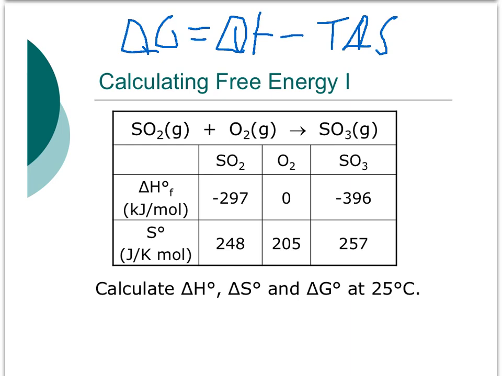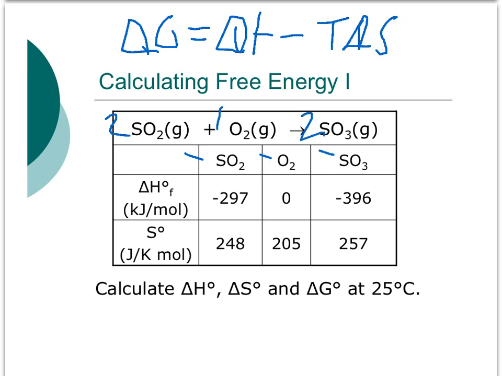Now, in this problem here, I've given you the values you would find in the back of the book for the enthalpies of formation for our reactants and our product, and I've given you the standard entropies for those reactants and products. Now, before I start solving for the delta H and the delta S, what do I need to do? If you said balance the equation, give yourself a pat on the back. If you look in the equation, there are no coefficients. That is a telltale sign that it's not balanced. To balance it, we'd need a 2, a 1, and a 2.